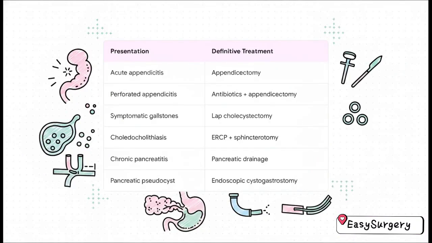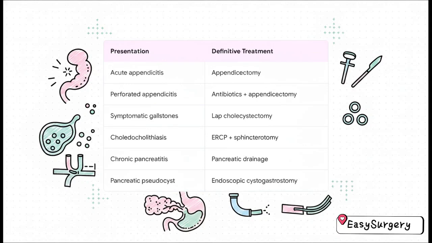As we shift from emergency stabilization to definitive care, notice how the timing and the specific condition dictate our surgical approach. Take the appendix. Simple acute appendicitis, straightforward appendectomy. But if it's perforated, you start with antibiotics first, and the timing of the surgery depends entirely on how they respond. In the biliary system, symptomatic gallstones get a standard laparoscopic cholecystectomy, while acute cholecystitis warrants an early lap chole.